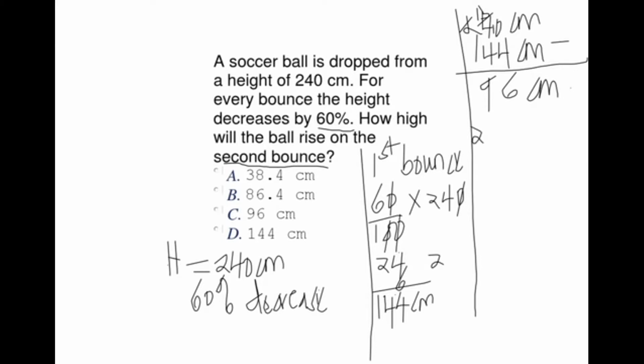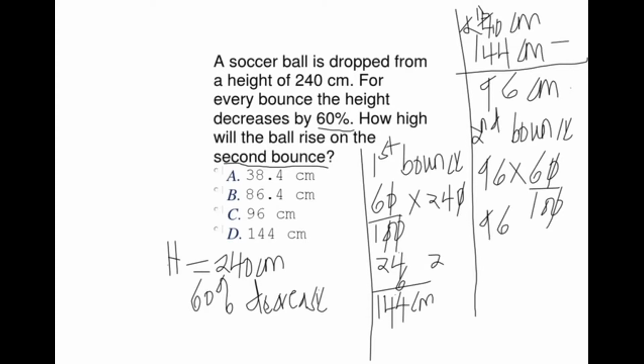So in the second bounce, we have 96 decreasing by 60% again. So we have this 0 and this 0 cancels. 96 multiplied by 6 will give us 6 times 6 is 36, carry 3. 6 times 9 is 54 plus 3 is 57. So we have 576 divided by 10. This will give us 57.6.